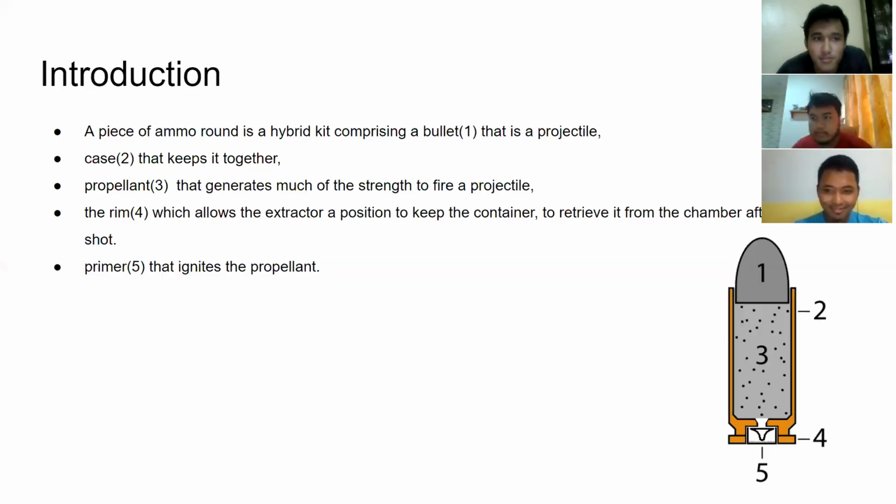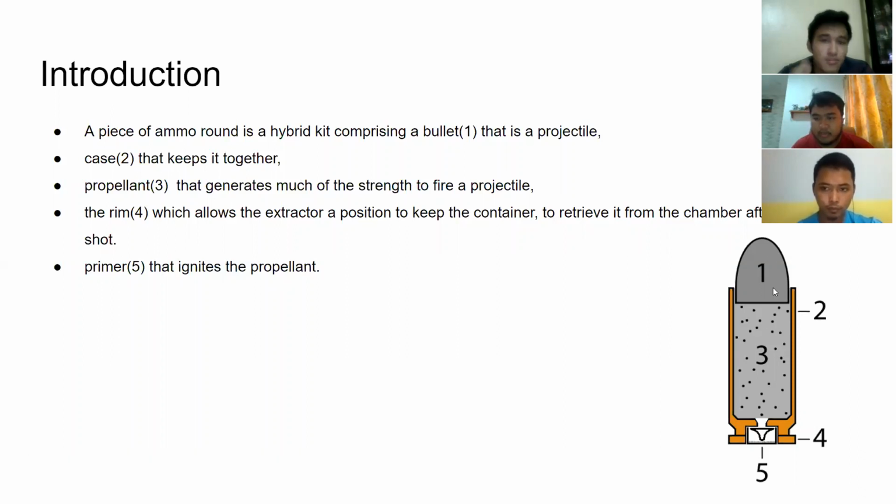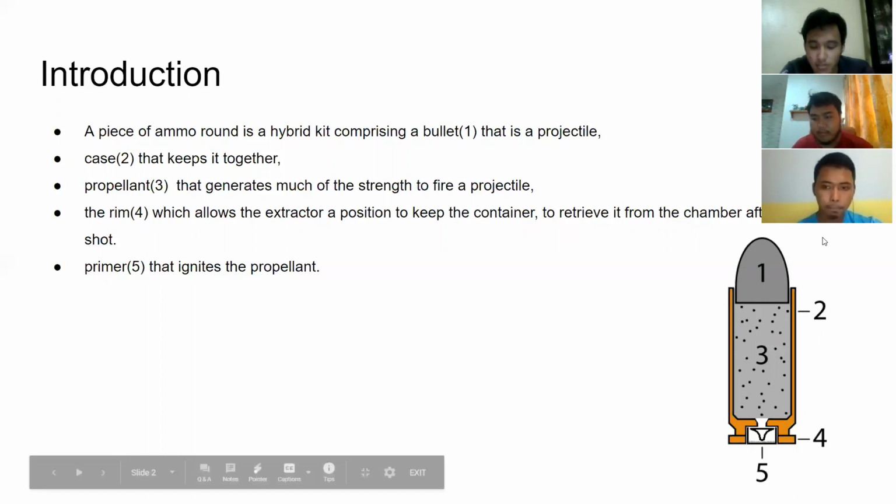So for the introduction, our group is analyzing bullets. This is the picture of all the parts of the bullet. Actually, the bullet is only number one, but to ensure that the bullet works, we need all of them.